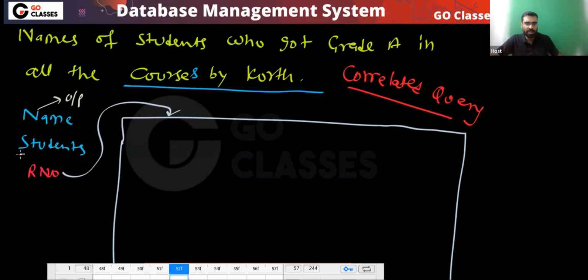So you want this from the student table. And what should happen? For each roll number, we are going to check. Remember, for every roll number, we are going to check. So this roll number you will send inside. Let's assume this roll number is 100. Now this is going inside.